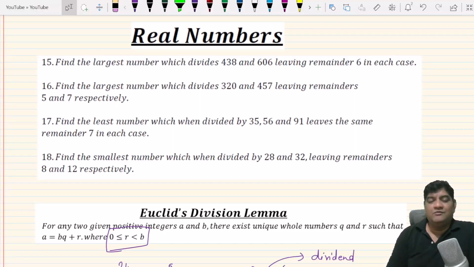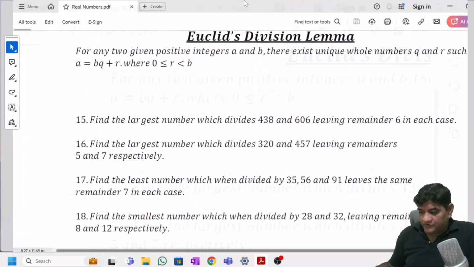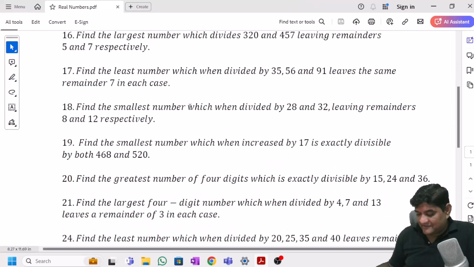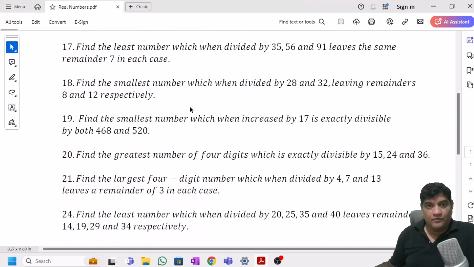In this video I'm going to be solving 4 more questions from exercise 1B of RS Agarwal Real Numbers. In the last video I had solved 4 questions and gave you an explanation of Euclid's division lemma. If in case you have not watched that video, I would suggest that you watch that video first and then continue with this video. The aim for this video is to do questions 19, 20, 21 and 24.